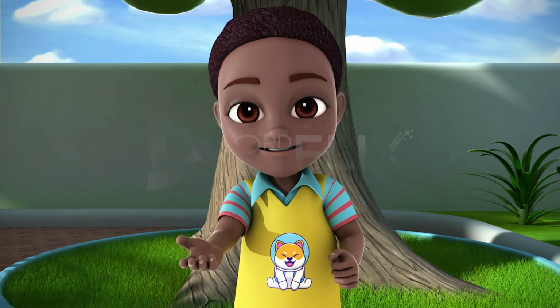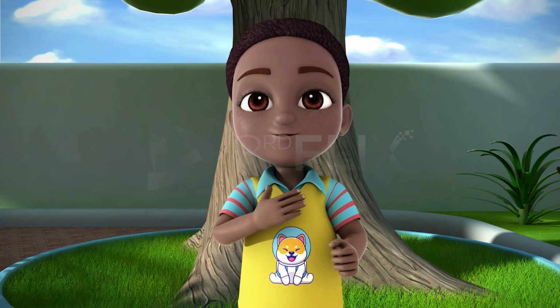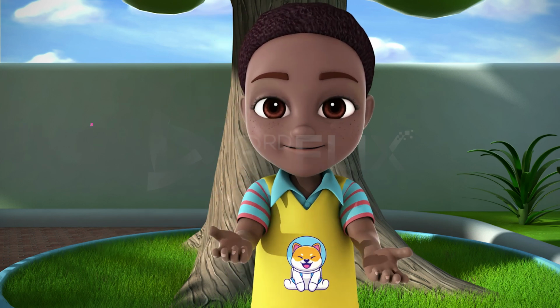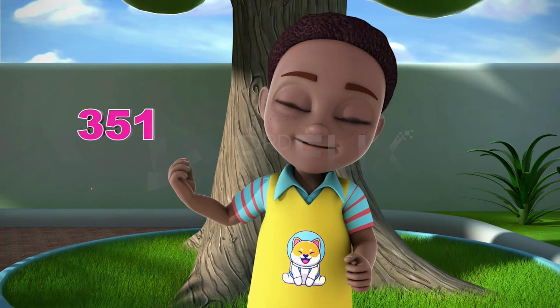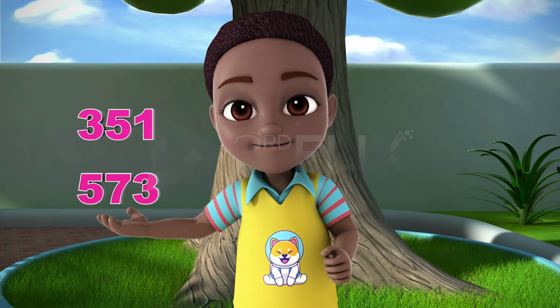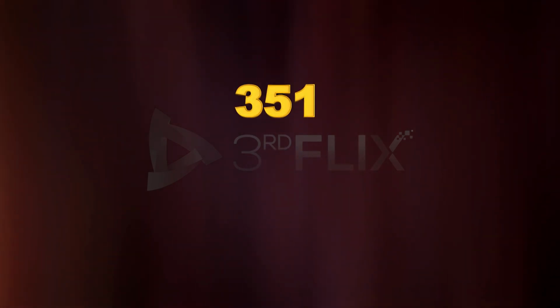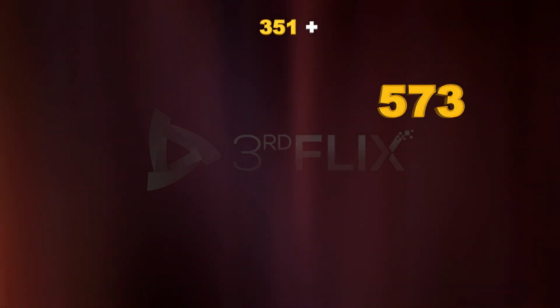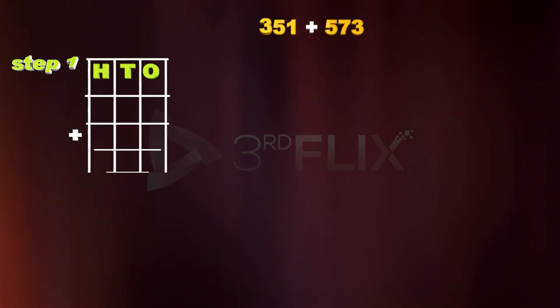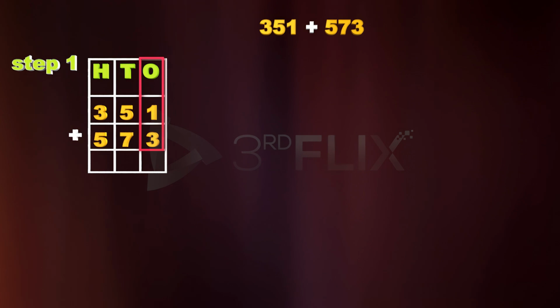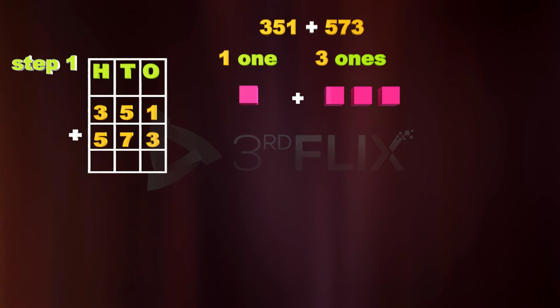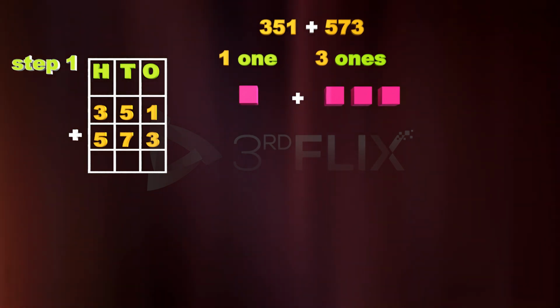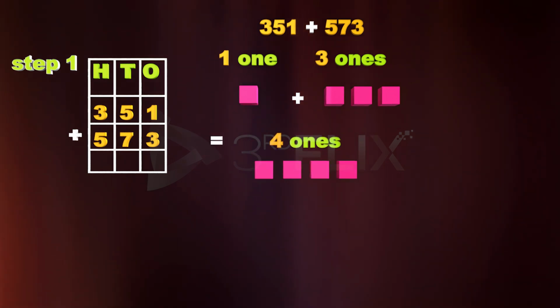To know the number of children attending the picnic, we need to add the given numbers, that is 351 and 573. Let us add 351 plus 573. Step 1. Add the ones. 1 one plus 3 ones. So, 1 one plus 3 ones is equal to 4 ones. Keep 4 in the ones column.